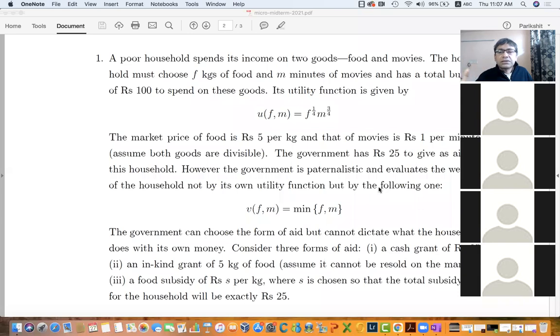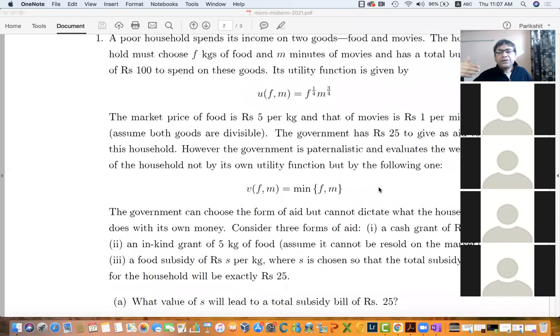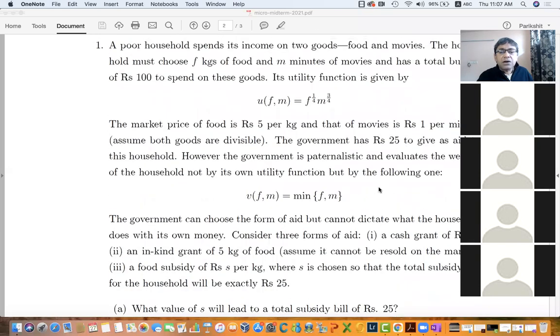Now, that's putting it mechanically. Let's take a step back and review. Can we guess the answer without even doing the calculations? So for the household, what is the best form of aid? Cash grant, sir. So the cash grant. Yeah, because it gives them maximum flexibility.